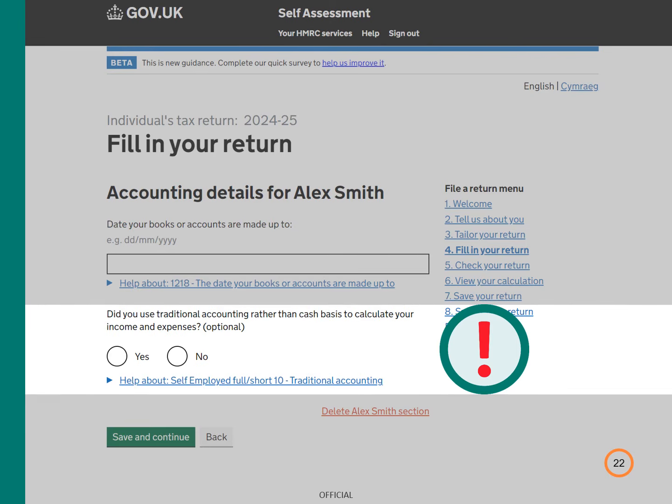Please note this question has changed from previous years. From the tax year 2024 to 2025, the rules for using cash basis have changed. Cash basis is now the default method of working out your income and expenses if you're self-employed or in a partnership. So this question now asks if you're using traditional accounting instead of using cash basis.